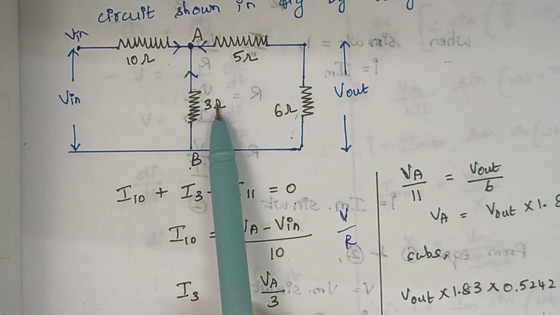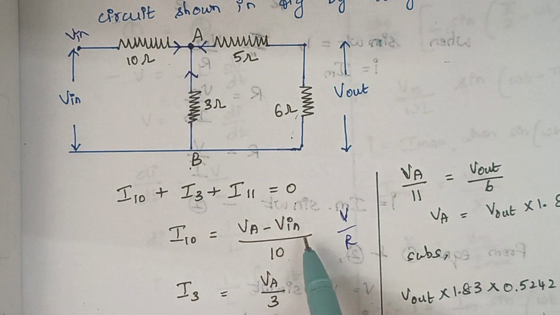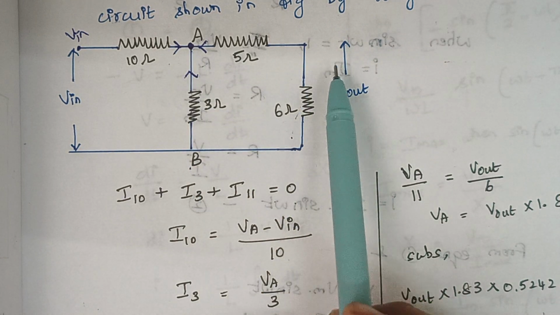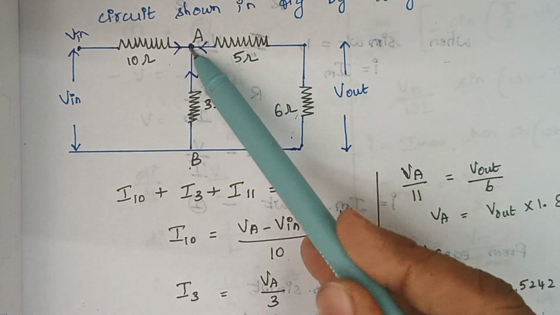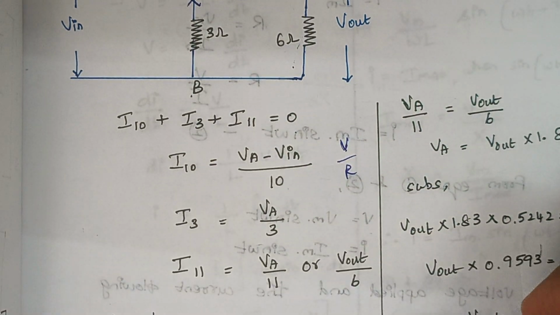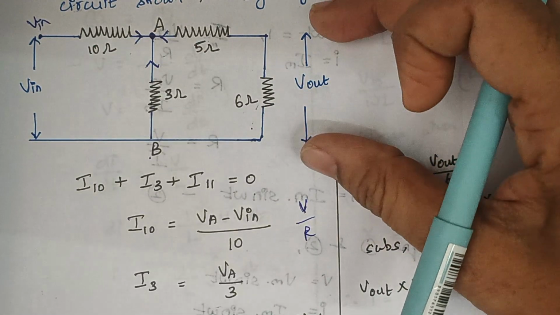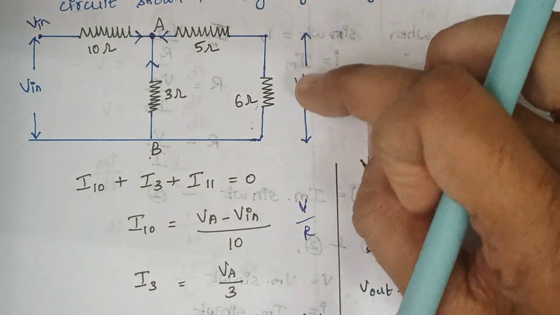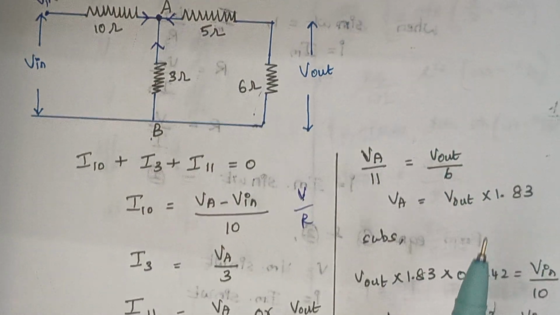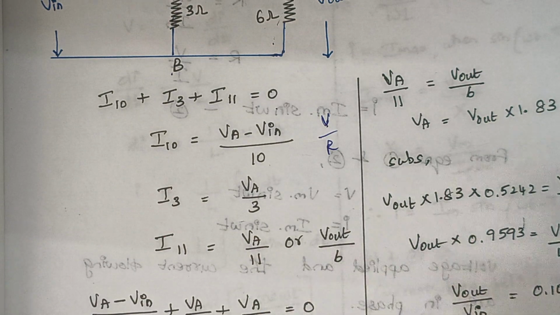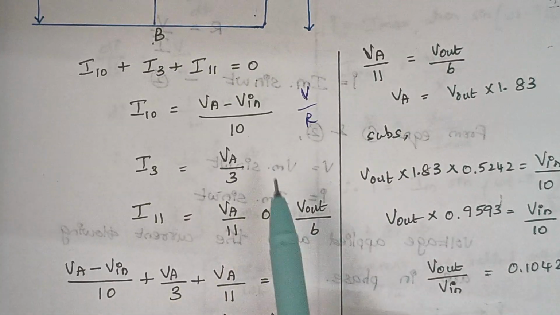And the next thing is I3. So here it is simply connected to node A, therefore VA by 3. And the next thing is I11. So for the current flowing through I11 also, here we are having only one node, therefore VA by 11, right? In other words, we can simply write it as, this is your output voltage, right? Even V out by 6 also will give you some value of current, right? So we can write it as VA by 11 or V out by 6.